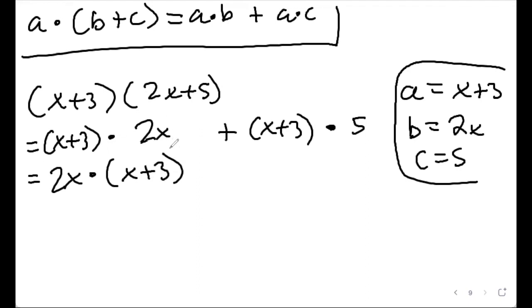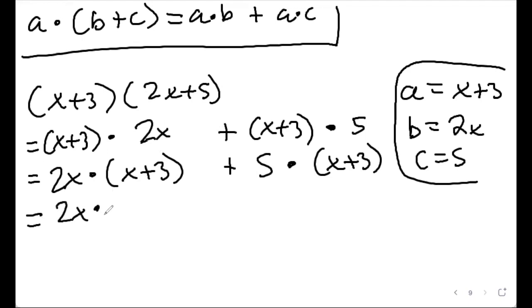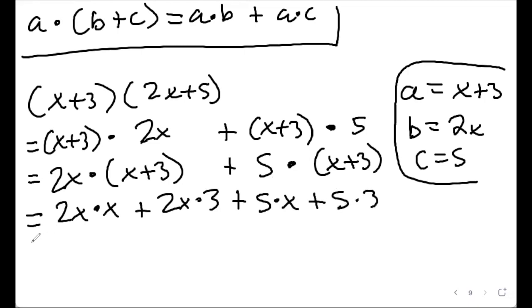I can switch the order when I'm multiplying. The order in which we multiply doesn't matter. We still get the same answer. So now this looks like normal distributing. So I'll do this pretty quickly. If you don't remember, or if you never learned how to do normal distributing like this, check out my video on distributing.